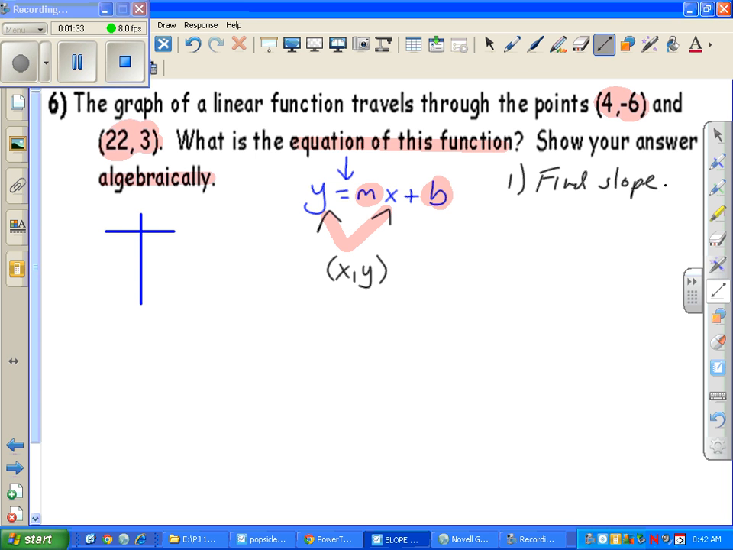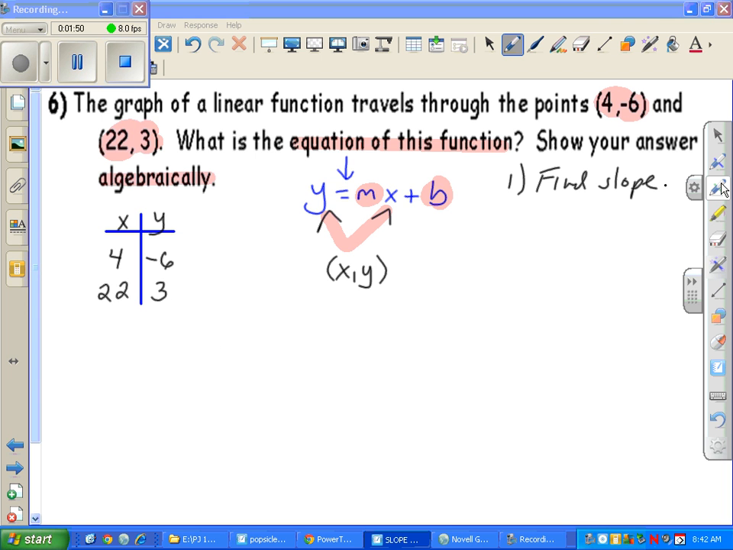I'm going to make a mini t-chart. And in that t-chart, I'm going to put these ordered pairs: 4, -6, 22, and 3. And I'm going to label each of them. I'm going to call (4, -6) my first xy coordinate pair, and (22, 3) my second xy coordinate pair.